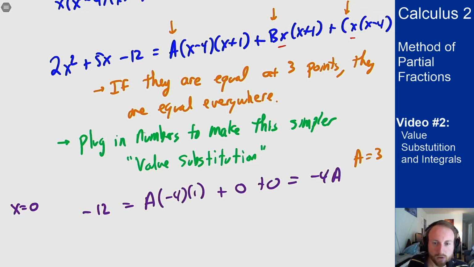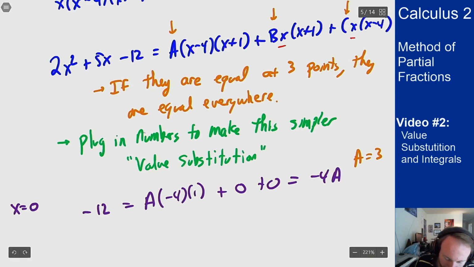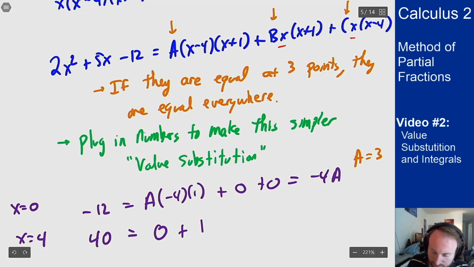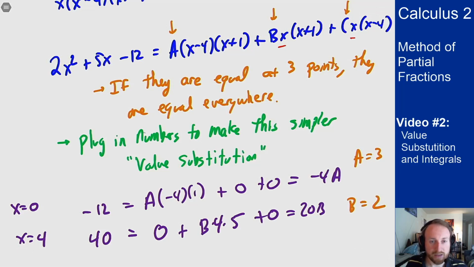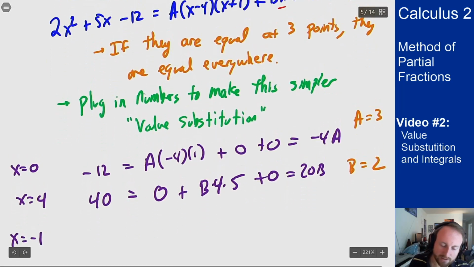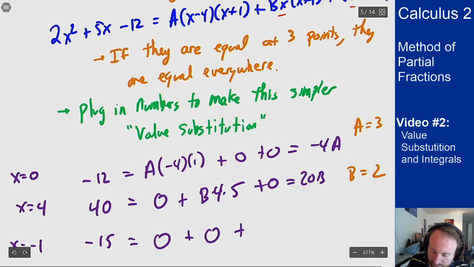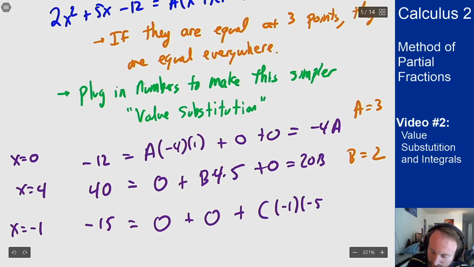I'm then going to plug in 4. What happens when I plug in 4? Well, the x minus 4 terms both go to 0, and those are just going to be gone now. So let's plug in 4. On the right, I get 2 times 16 is 32, plus 20 is 52, minus 12 is 40, equals 0, plus b times 4 times 5, plus 0, which is 20b, which tells me that b is 2. And then for the last one, I'm going to plug in minus 1 because that'll make the x plus 1 terms go away. And then on the left, I get 2 minus 5 minus 12 is minus 15, is 0 plus 0 plus c times minus 1 times minus 5, which is plus 5c. So then c is minus 3.